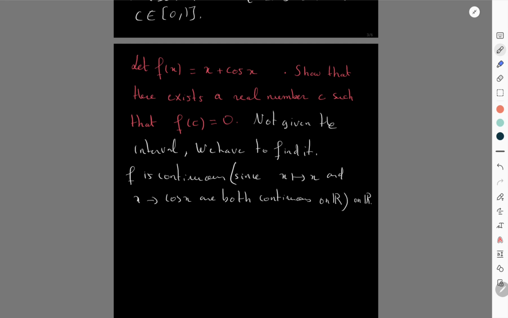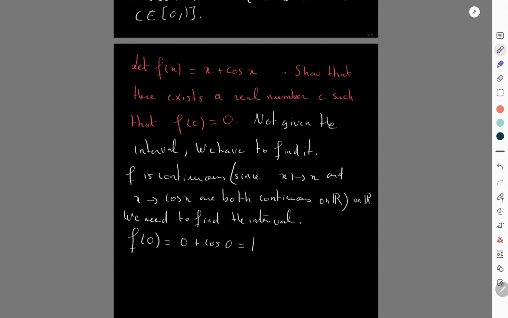So really, I can apply the intermediate value theorem, provided, so here I need to find the interval. We need to find the interval. So we have to find a number at which f takes a negative value, and a number at which f takes a positive value. Now let us look at f of 0. f of 0 is, I mean, let's plug in easy numbers. 0 plus cos 0, which is 1. So f of 0 is 1.